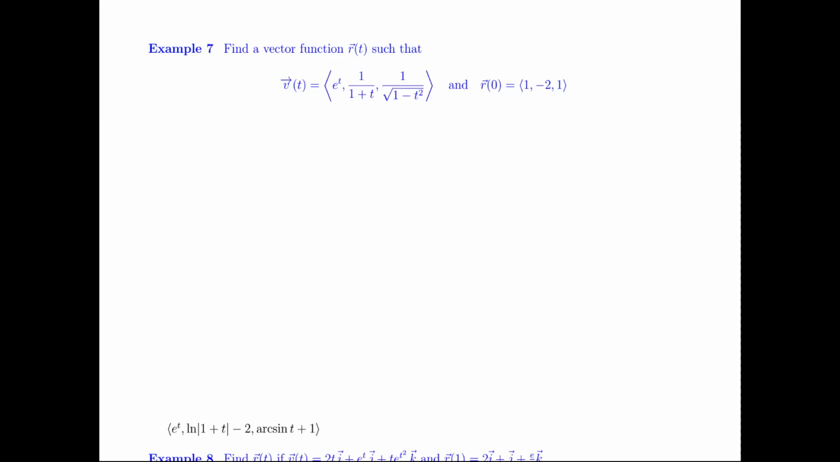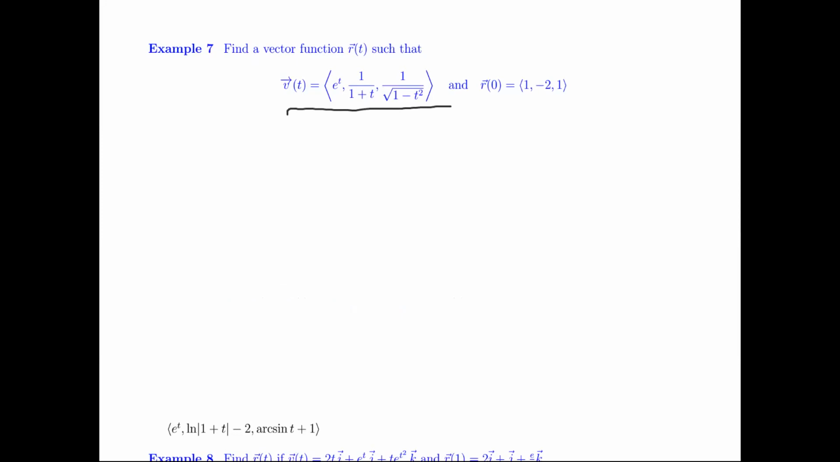Now, I want to find a vector function r of t such that v of t is equal to e raised to the t, comma 1 over 1 plus t, comma 1 over the square root of 1 minus t squared. And r of 0 is 1 comma negative 2 comma 1. Okay. What does that mean? Well, first off, if v of t is this vector valued function, we want to find r of t. Well, you do that by integrating, right?